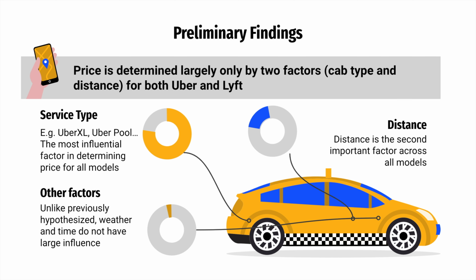After building and examining the above-mentioned models, we looked into the coefficients and relative importance of the regressors and reached our conclusion on important factors that contribute to the price mechanism of Uber and Lyft. To make it short, we found that price is determined mainly by 2 factors, which are service types such as Uber XL and Uber Pool, and distance. This is consistent for both Uber and Lyft across all models. Previously, we expected that weather and time, such as rush hours, would be a major influence on price. However, our results show that they do not have much of an impact.